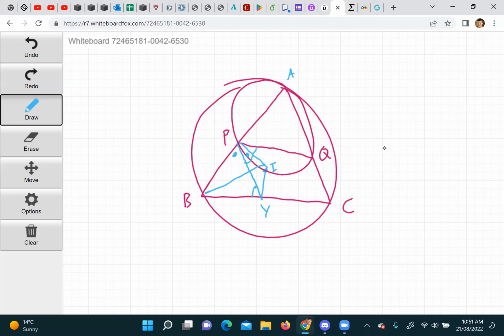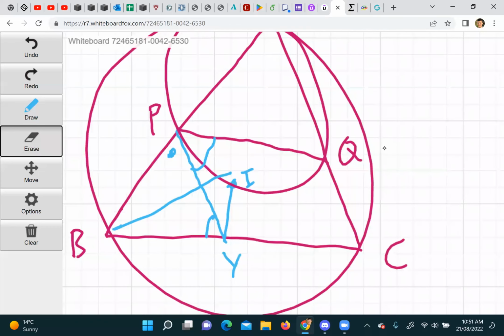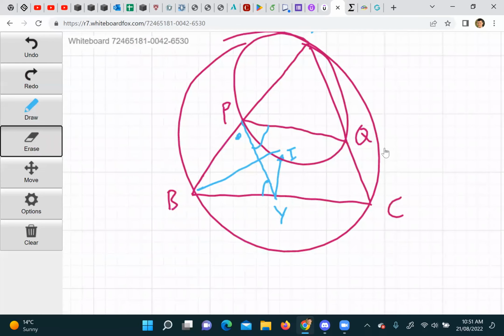Because YPB is equal to YPQ, right? By similar fashion, and then you use the well known bit. I think I got this. I think I got the well known bit. My solution is right.